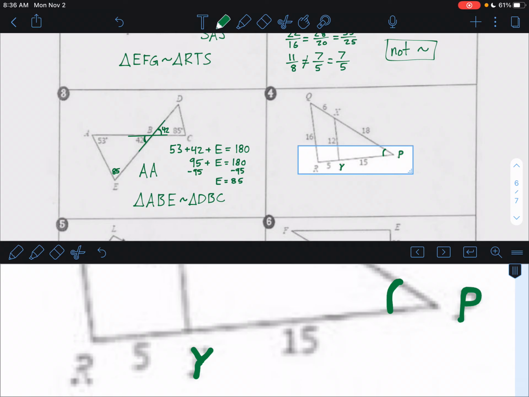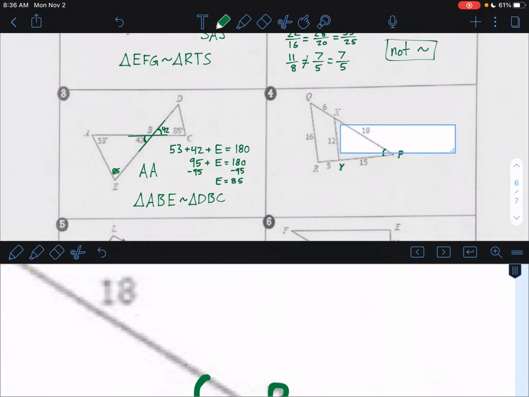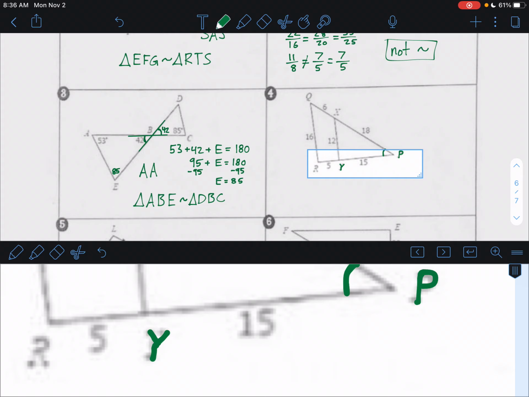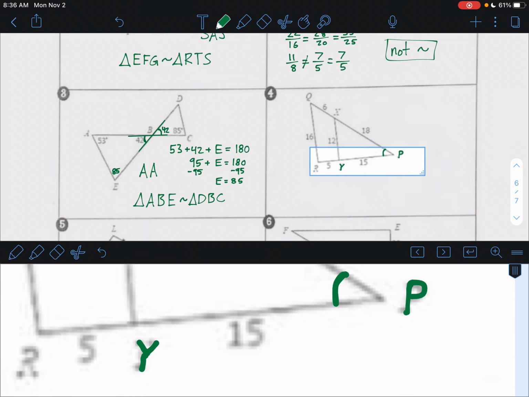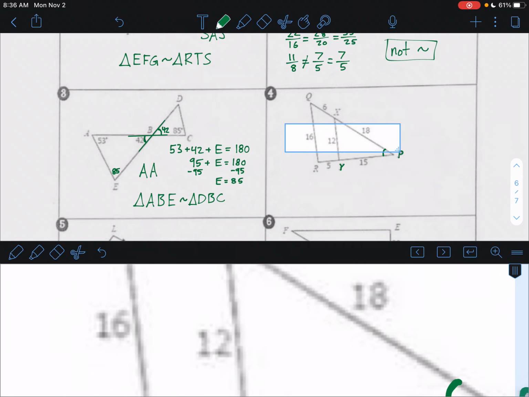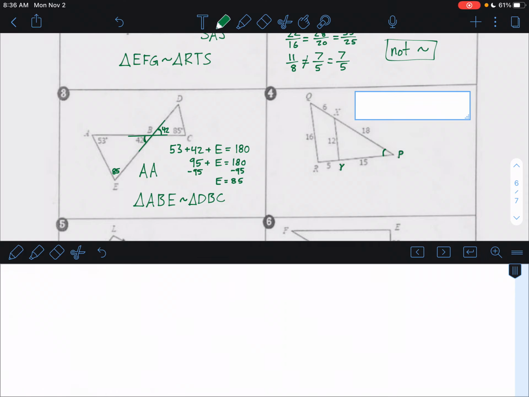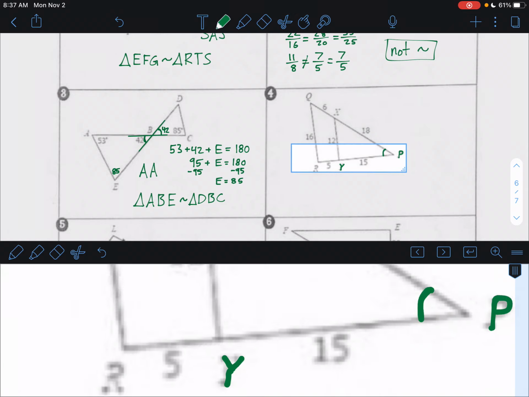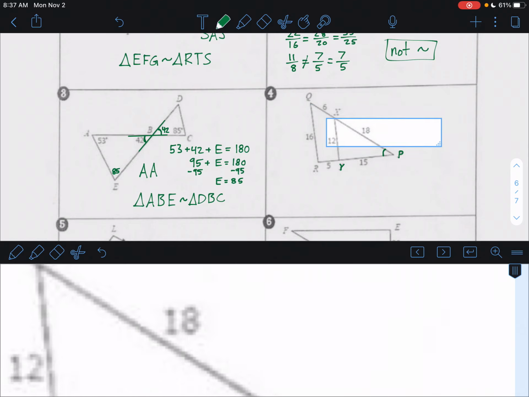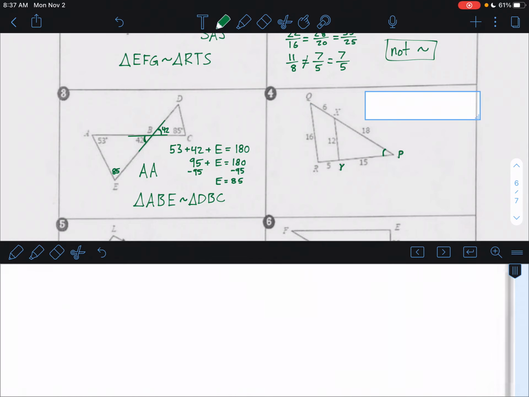So I could actually use SAS because I know the measures of 2 sides and the angles between them. But I also know the measure of the third side, so I'm actually going to use SSS here. We could use either one, though. So let's see. I know that this side QR is going to be proportional to this XY. So, or I mean not proportional. Yeah, it should be proportional.